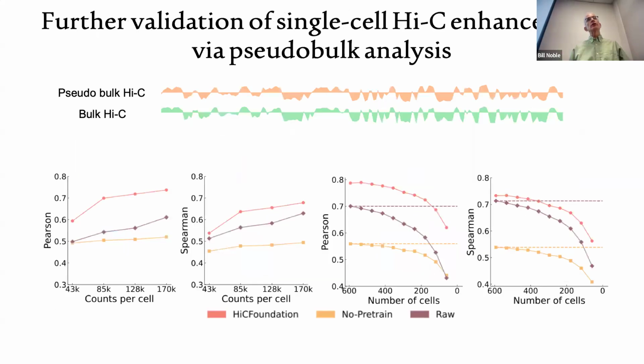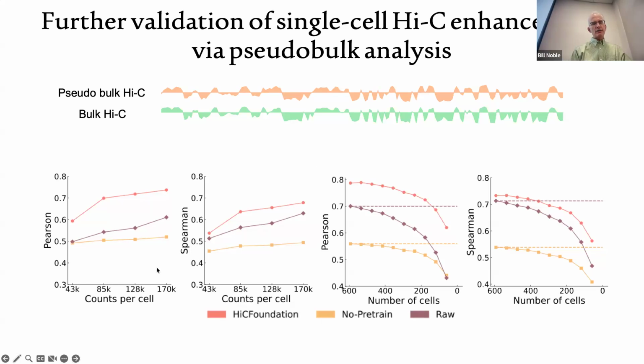You can also do this by looking at the pseudobulk level. So now you can say, I'm going to enhance my single cell Hi-C data and then ask how well does it capture what I would have seen if I did a bulk Hi-C experiment. So for this evaluation, you have to have single cell data and bulk data from the same kind of sample. And what you can see visually at the top is that the two agree quite well.